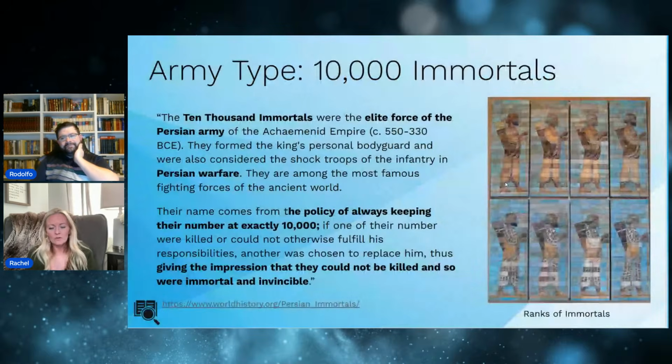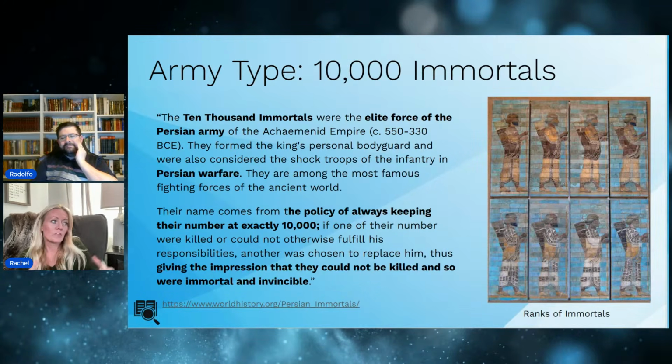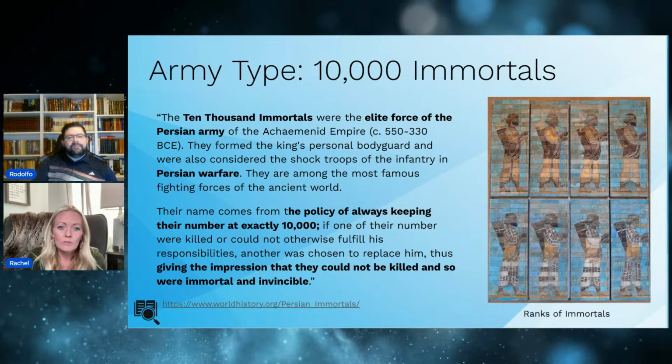Okay. So here's the type that I found for this army, acting like mortals but having a more mythical way about them. This is an army known as the 10,000 Immortals, an elite force of the Persian army in the Achaemenid Empire, 550 to 330 BCE. This is not one I'm familiar with, but they formed the king's personal bodyguard, and they were also considered the shock troops of the infantry in Persian warfare. They are among the most famous fighting forces of the ancient world.